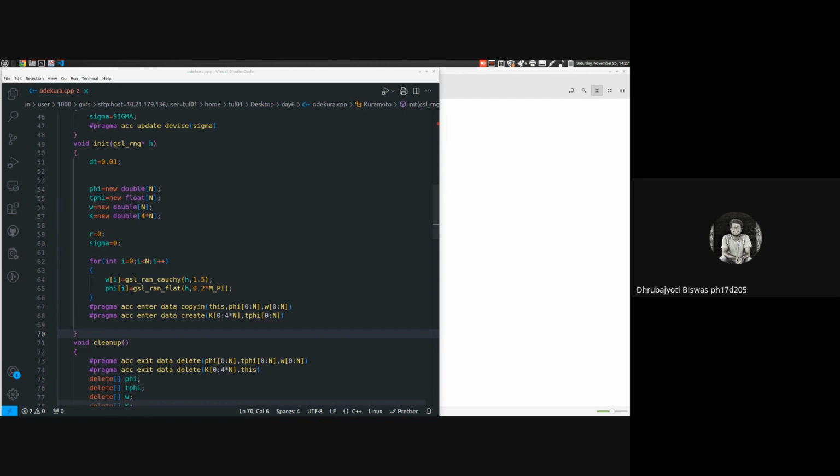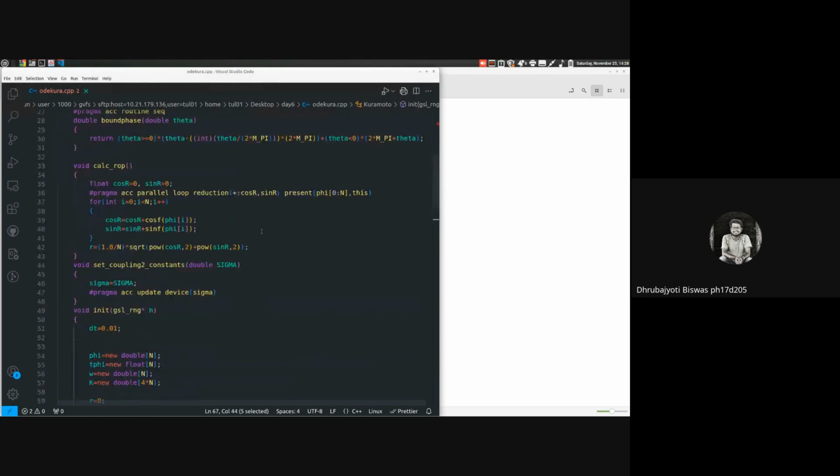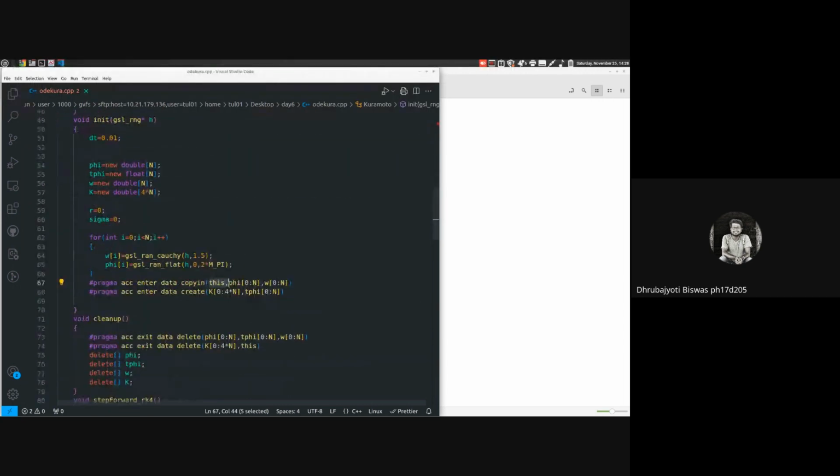So I am doing a copy in. This represents I am copying in the pointer. I am copying in all the phases. This has to be copied in. Why? Because I am initializing the function outside on the CPU, and also the omega values, the frequencies, are being initialized in this loop. This is done on the CPU.